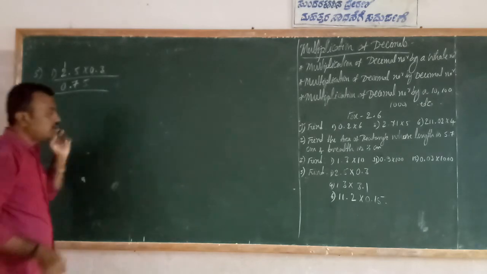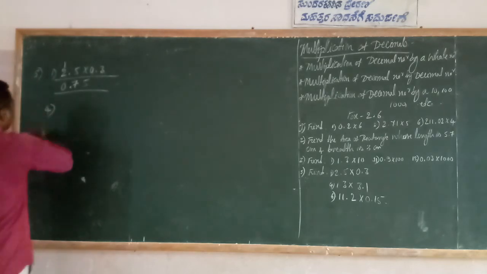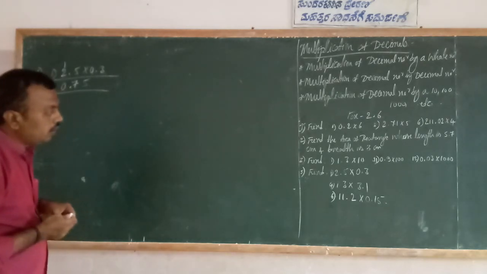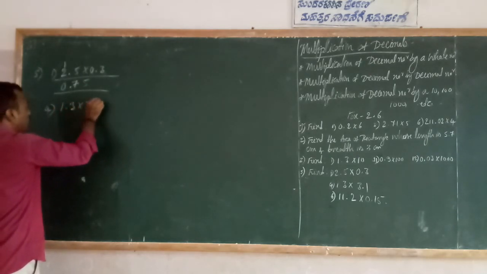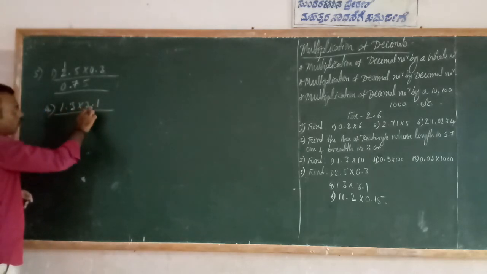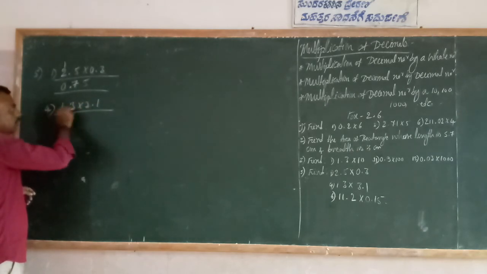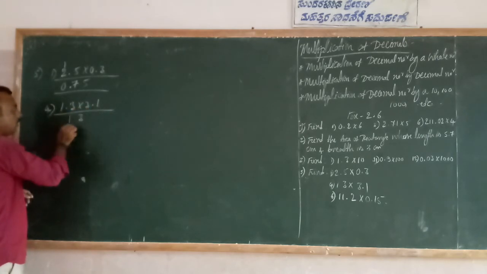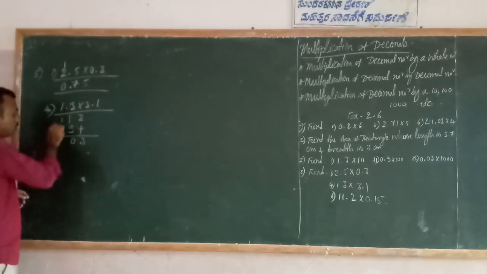Have you understood? So like that, the second question. The fourth question, what is that? 1.3 into 3.1. Yes, here students, leave the point, here also the point. As it is you have to multiply that. First we have to multiply by 1, after that multiply by 3. 1 into 3, 3. 1 into 1, 1. Next 3. 3 into 3, 9. 3 ones are 3. Now we should add it. 3, 9 plus 1, 10, carry 1, 3 plus 1, 4.